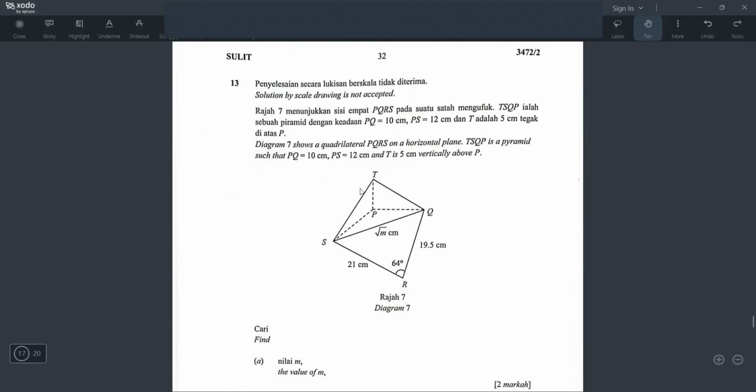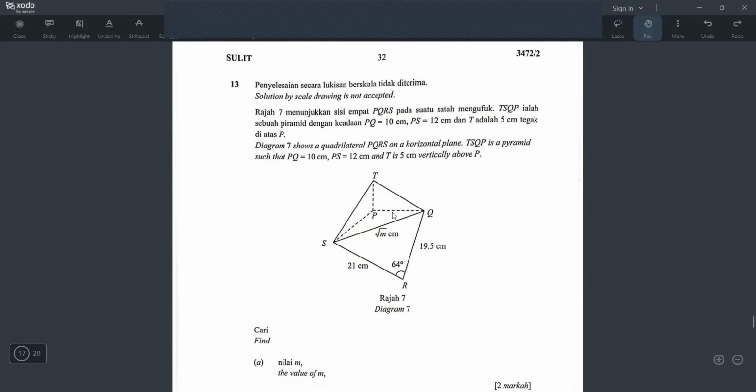Okay, so a lot of students are very weak at this type of question where they give you 3D, but it's not difficult one. Okay, let's read. PQ is 10 cm. So PQ, okay, 10, right?